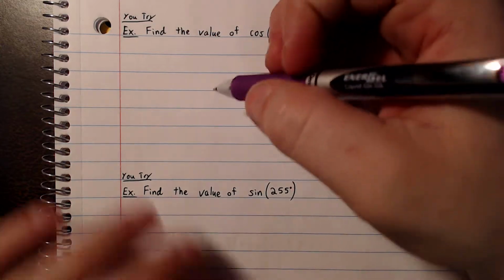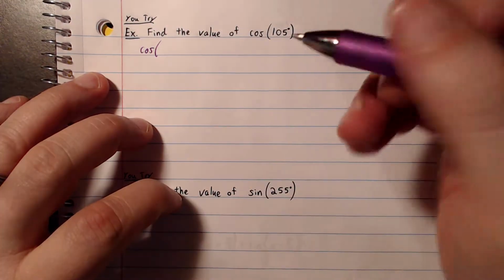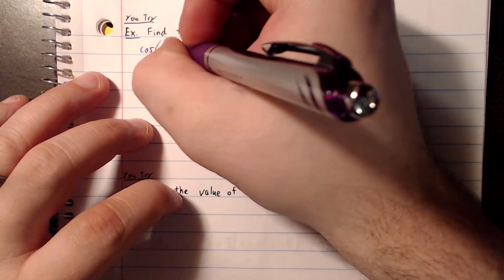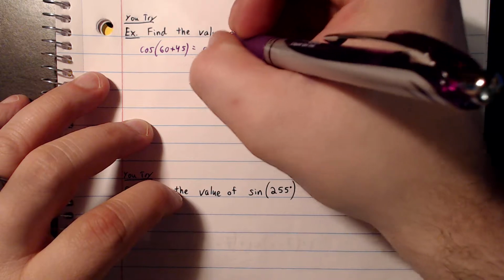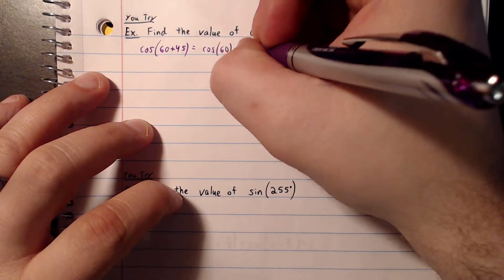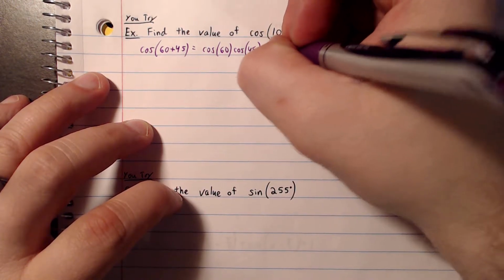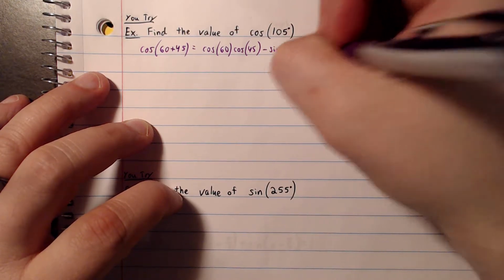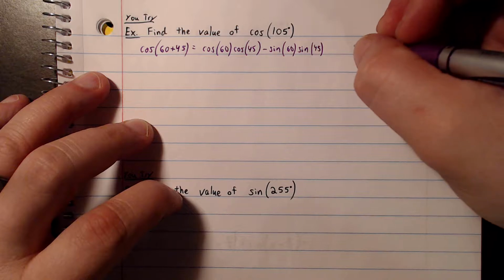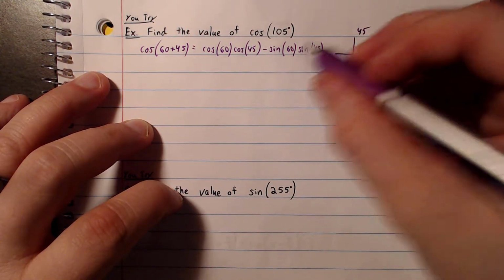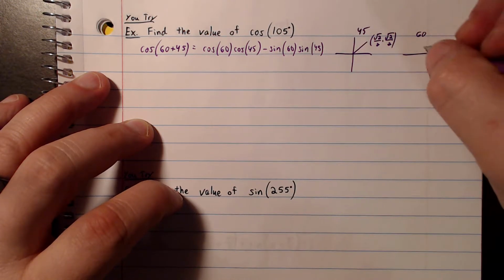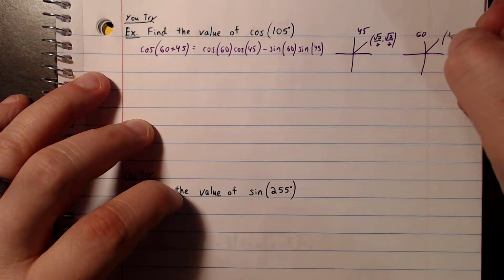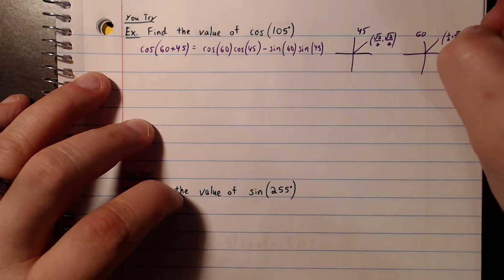We're going to go through these ones kind of quick. Okay, cosine 105 doesn't appear, but I know that 60 degrees and 45 degrees will add to 105. So our formula says cosine of 60 times cosine of 45 minus sine of 60 times sine of 45. Again, you need to look to your unit circles, right? We have two angle measures we're working with. 45 gives us root 2 over 2 for both, and 60 gives us 1/2 and root 3 over 2. Okay, just looking at the unit circle, right?